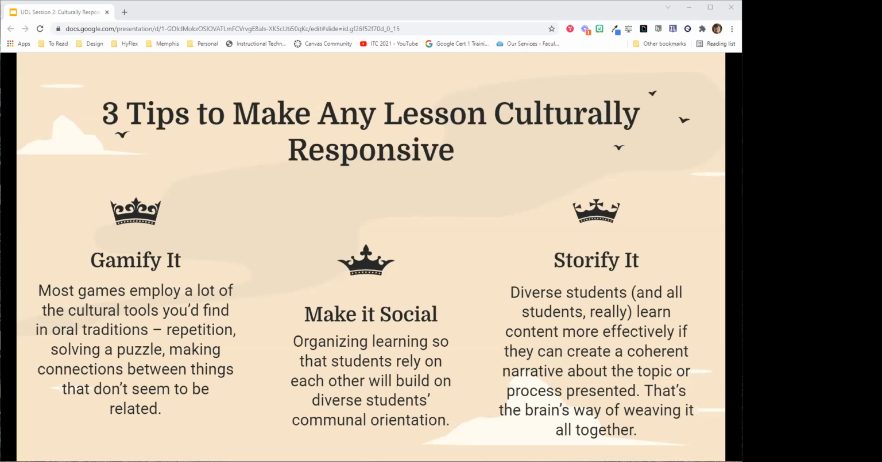We can also storify it. Now, this is easy for me coming from a humanities background with English and communication. We tell stories about everything. You can't make us stop. But one thing that we can really harness is if we can take our content and connect it to a story, it helps diverse students learn that content more effectively. It creates a narrative structure about the topic, and as that is presented, the brain is able to weave it all together a little bit more coherently than viewing it as separate topics.